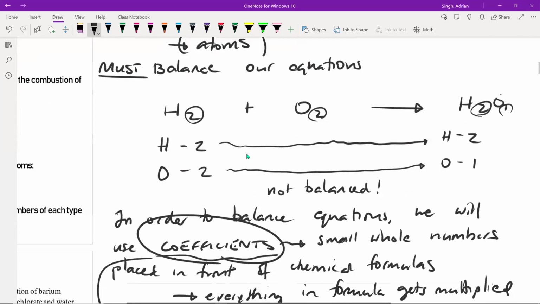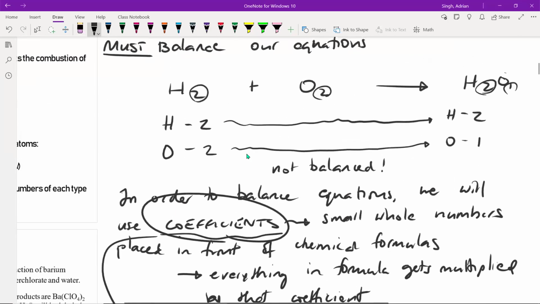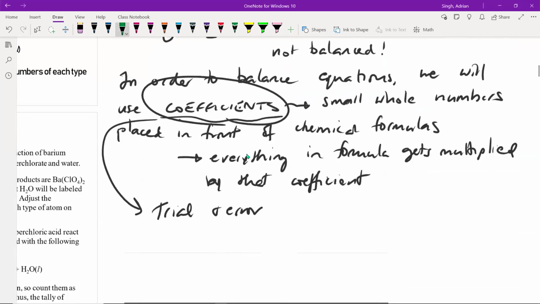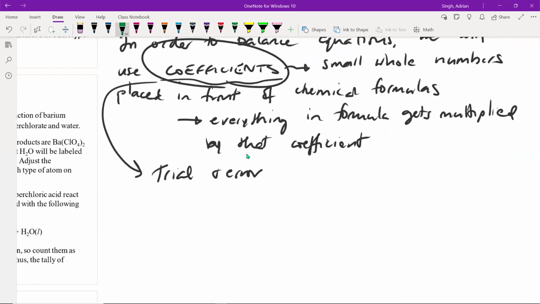What I like to do when I balance my equations is draw a little line in front of my chemical formulas so I know where I can place those coefficients. Students are often tempted to change subscripts. We're not allowed to do that, because then you change the chemical identity of that substance. And you cannot insert coefficients in the middle of formulas.